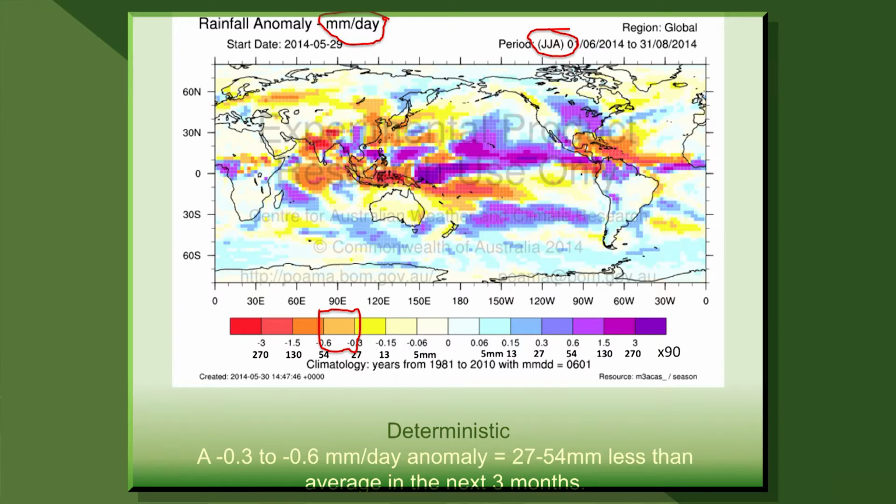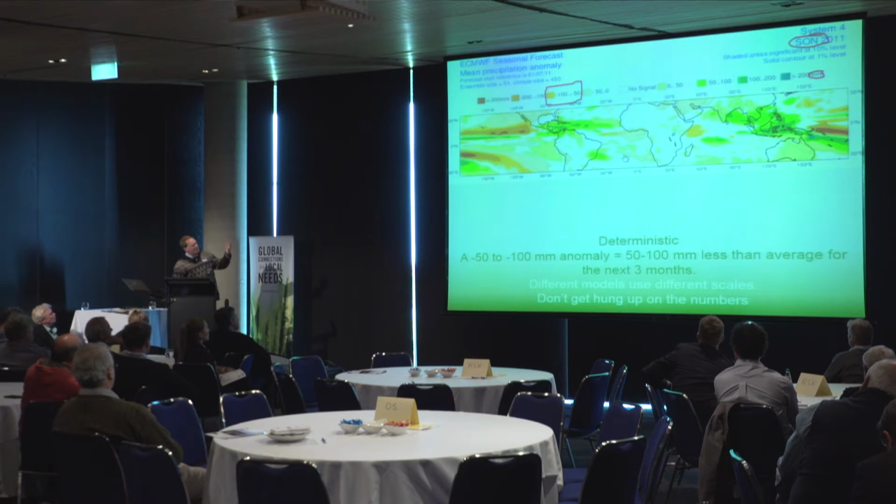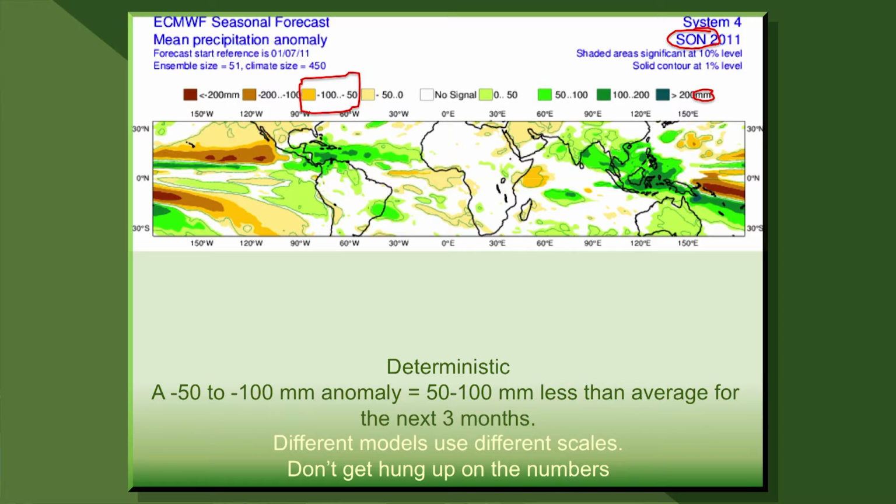But the critical thing is not to get hung up on how many millimetres it is saying. Is that the difference between me putting a crop in or not? It's not good enough to do that. This is another way, the ECMWF's way of doing it. There's a 100 to 50 millimetres. They've actually given you the aggregate, so you don't have to multiply by 90. They're just saying that's 100 to 50 millimetres less than normal when you're that colour. So that's relatively easy to look at. But as I said, don't get too hung up on the numbers and go for the vibe about whether things are looking wetter or drier.